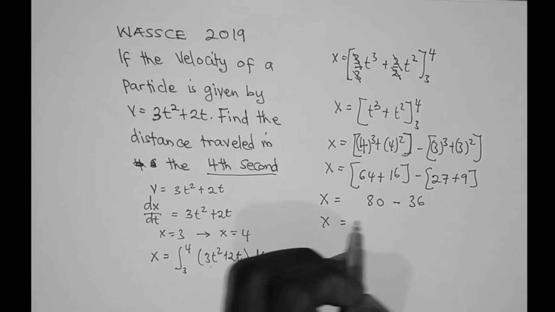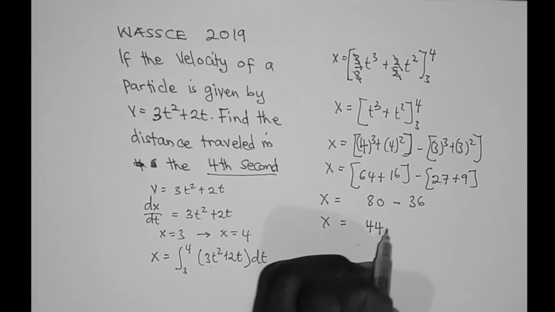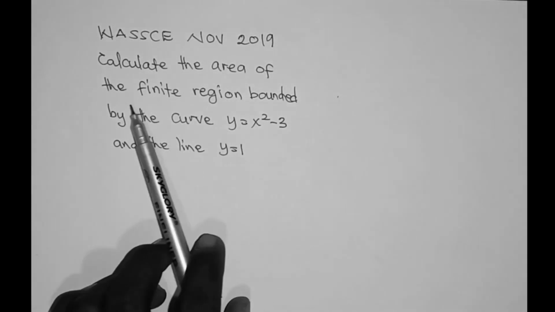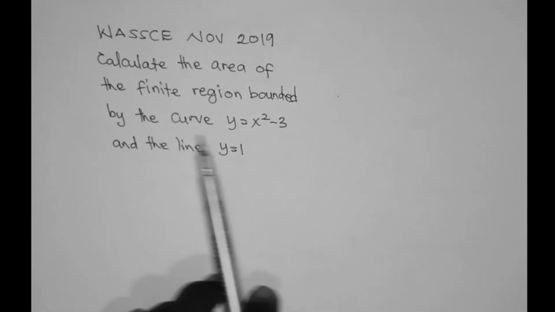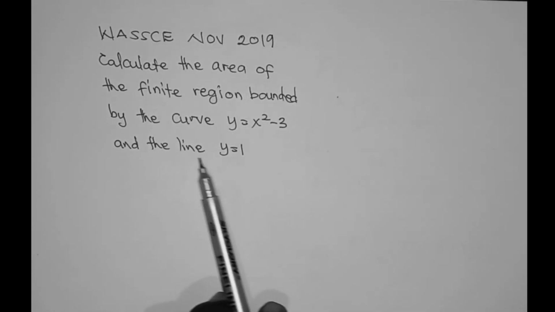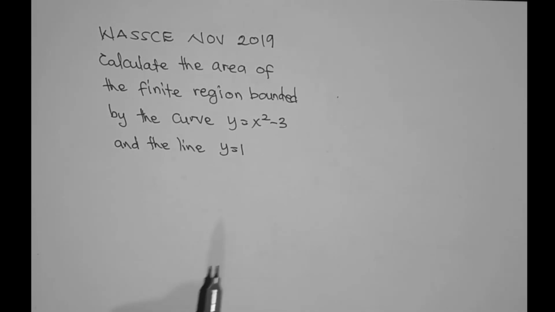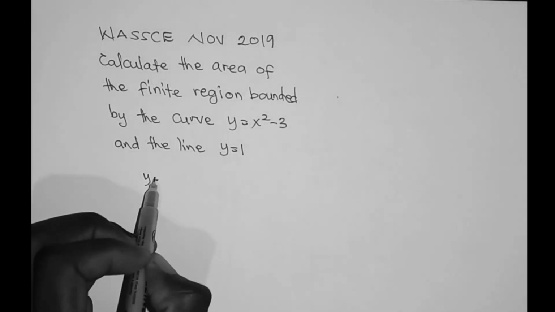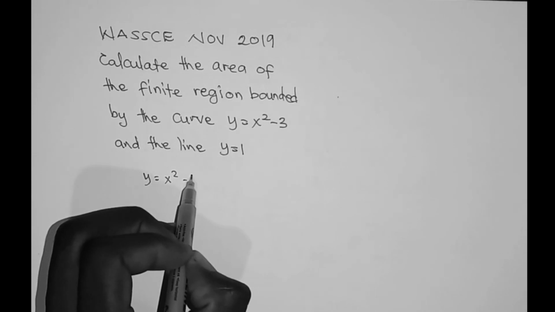So 80 minus 36 is equal to 44. Calculate the area of the finite region bounded by the curve y equals x squared minus 3 and the line y equals 1. So the curve is y equals x squared minus 3.